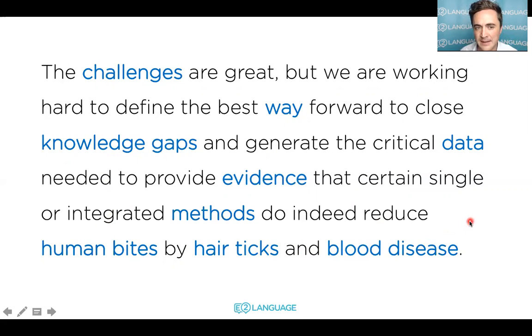So when we have noun, noun, the first noun functions as an adjective, like knowledge gaps, human bites, hair ticks, and blood disease. So if you had those four, you are now a genius, a linguistics genius. No, in all seriousness, this is hard. But this is the kind of level of detail that you need to get to have perfect English, to really eliminate errors when you're speaking or writing, and to really increase your ability to understand written text and spoken English. You need to drill down to this level of detail.